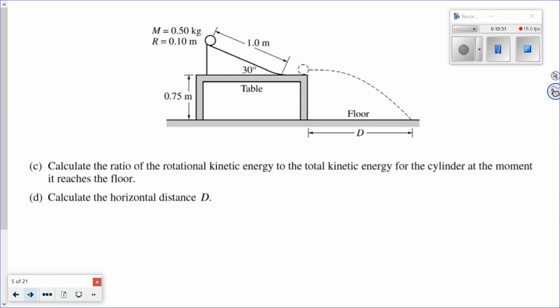Then calculate the horizontal distance. You go back to part B, you had radial. At the end, your v just equals omega times R. So whatever answer you got for part B for this omega, multiplied by the radius, that's also your linear velocity, and now you're a horizontal projectile.